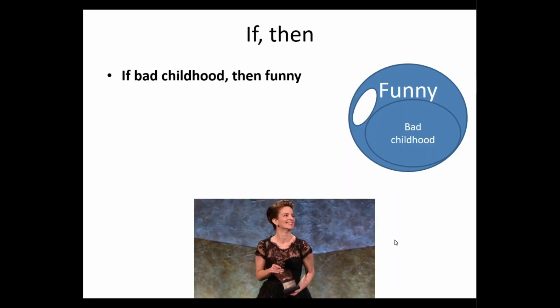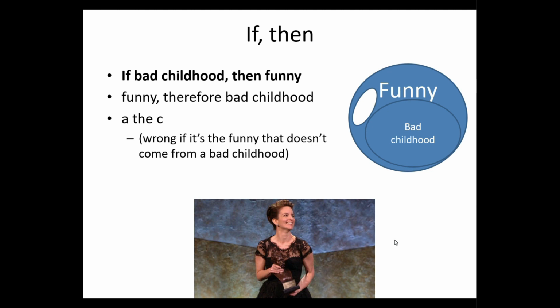This is another case of affirming the consequent, saying yes to the then and then yes to the if. If bad childhood, then funny; funny, therefore bad childhood, affirming the consequent. She can't validly conclude from the if-then statement, if you have a bad childhood, then you'll be funny, that she had a bad childhood because she was funny, because the if-then statement doesn't imply complete overlap of bad childhood and funny. So she can be wrong if she got some of the funny that happens to not come from a bad childhood.